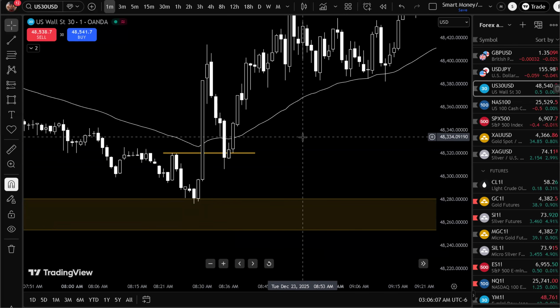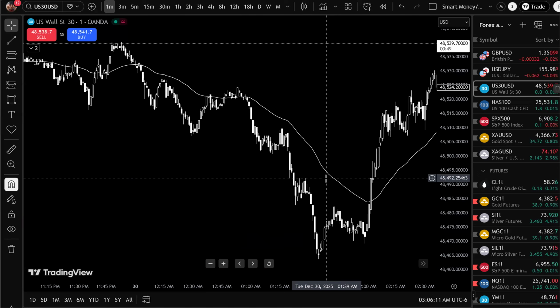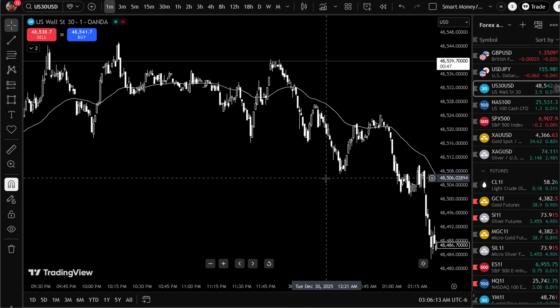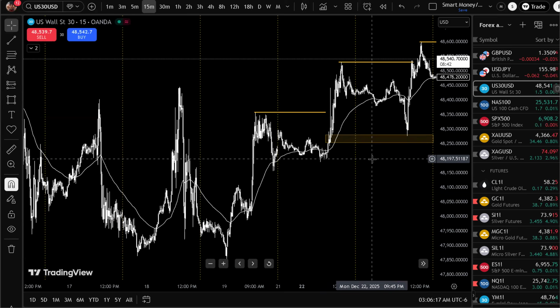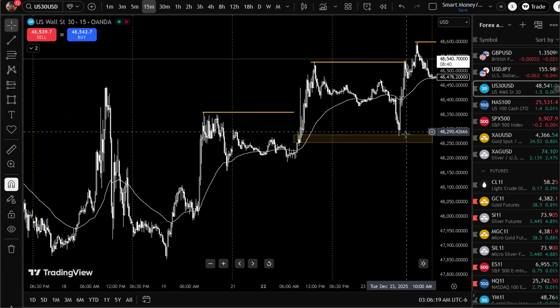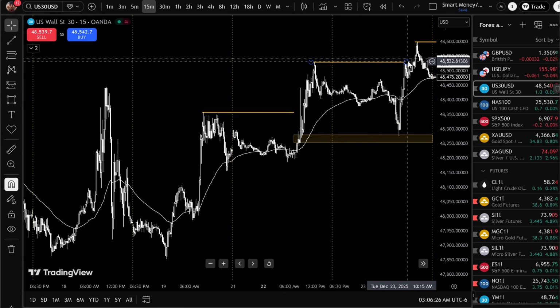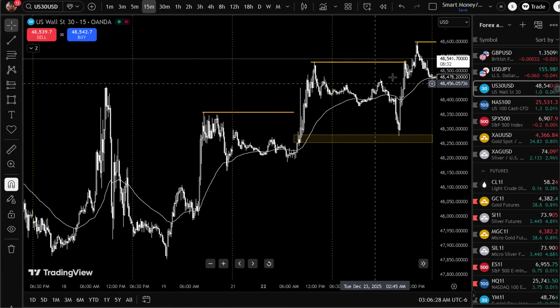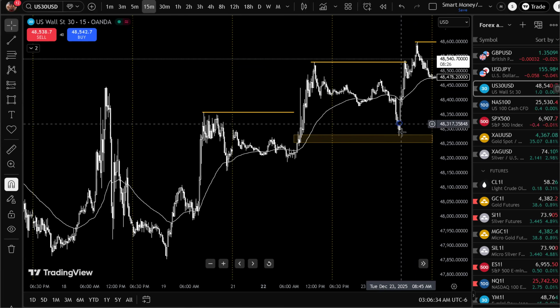Now watch this. Now, he targets, let's see, let's go to 15. So you would have got in here. Look where this indication came on the 1 hour, all the way up here. You would have got in up here. You'd have been waiting all day for this, and you'd have missed all this.